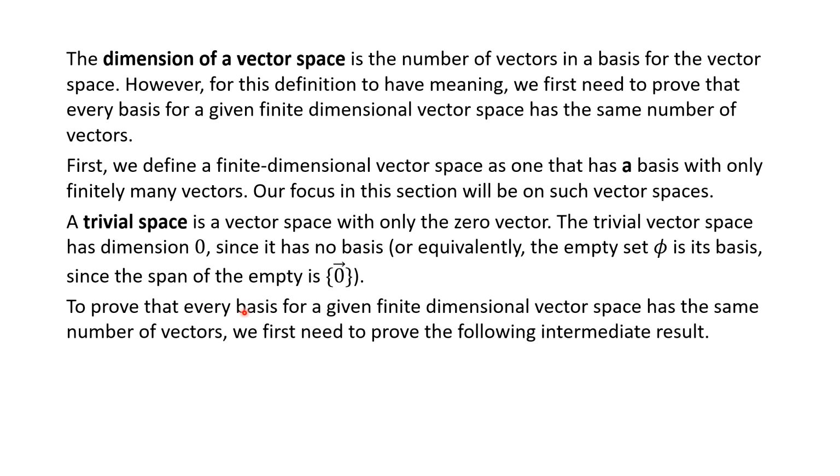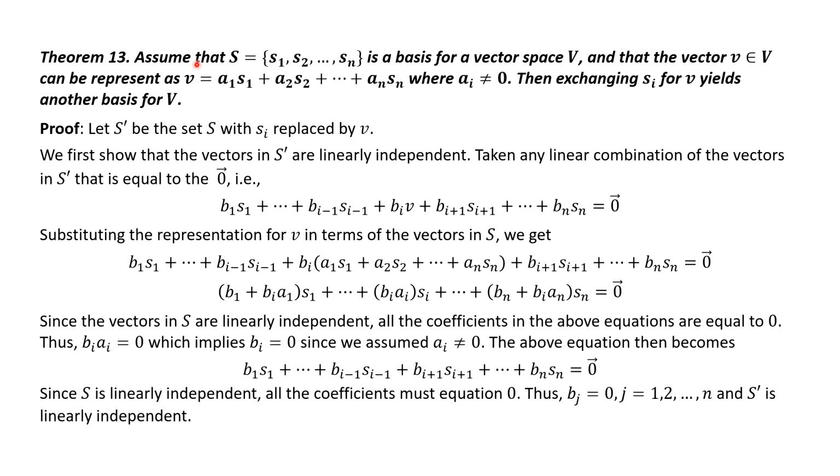So to prove that every basis for a given finite dimensional vector space has the same number of vectors, we're going to need to prove a number of theorems. The first one we're going to prove is on the next slide. Let's look at our first theorem in this section.